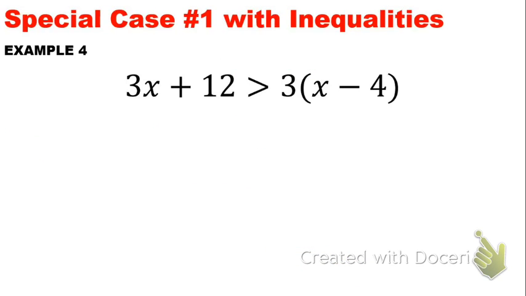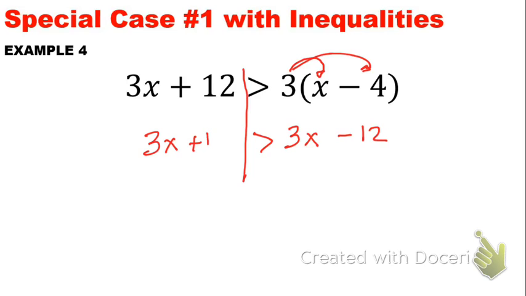All right, let's go with special case number 1 with inequalities. If you notice, now we have an inequality. Does anything change? Well, let's take a look. Once again, we will distribute on both sides. So greater than 3x minus 12. Again, notice what's going on on both sides. This will help you determine ahead of time as well, if you pay attention to details.